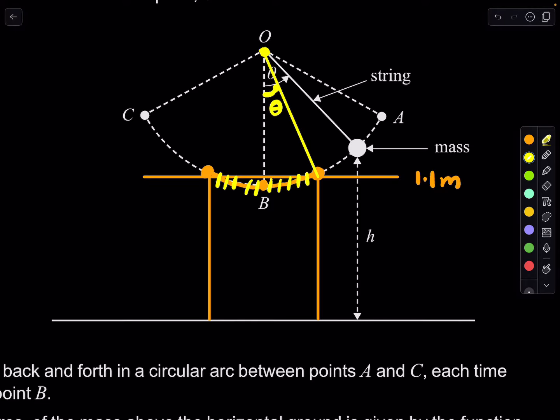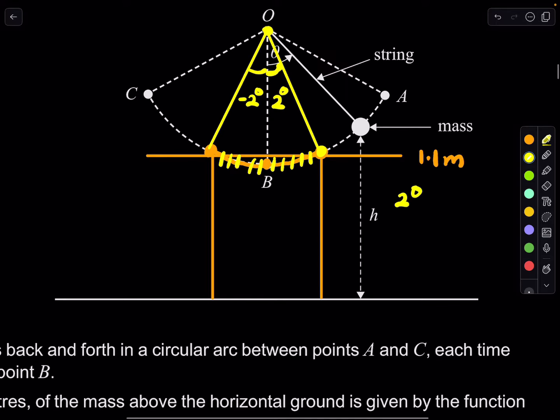What is theta when the height is at 1.1? Let's say it's a number, like 2 degrees. Let's just make it up right now. So let's say this was 2 degrees. By symmetry, this also has to be 2 degrees, but it's going to be negative, basically. Negative 2 degrees because it's in the clockwise direction.